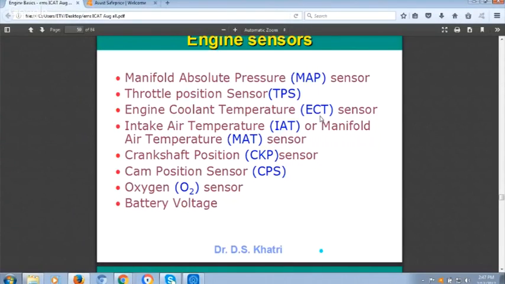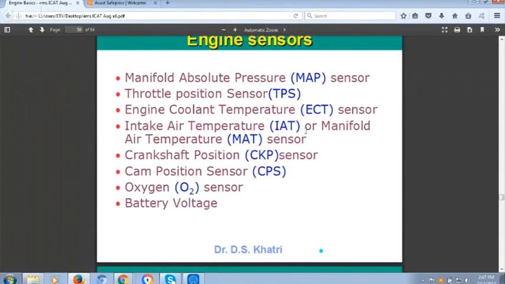Now we are coming to the engine sensors. Quickly, I will go through the engine sensors because I have to cover alternate fuels also. It is already 3 o'clock. So there are many engine sensors like the MAP sensor. It measures the pressure in the intake manifold. Then we have the throttle position sensor. We have the temperature sensor.